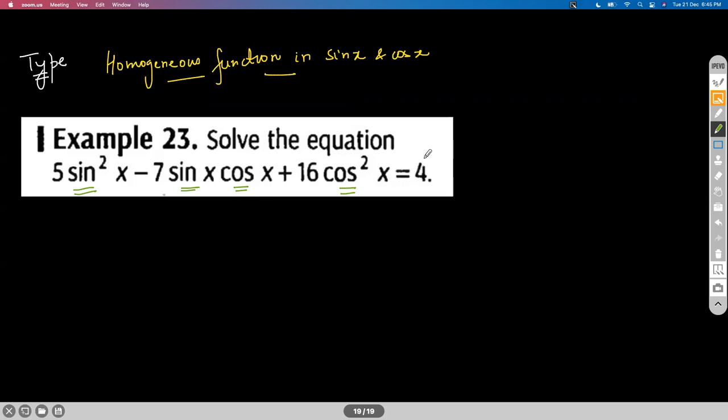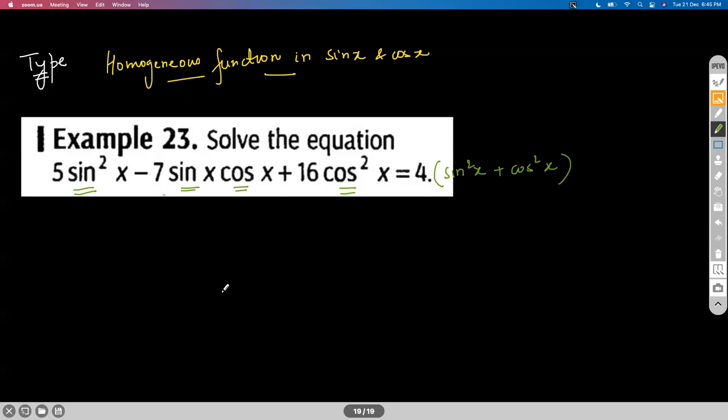Now many people say, sir, on the right side the power is 0, so how is it homogeneous? See, even if it is 4, you can actually write it as 4 times sine square plus cos square. What is the meaning of the word homogeneous? Homogeneous means there's a uniformity. I'm sure in chemistry you would have studied homogeneous mixtures, right? So the quantity of the solute and the solvent is the same in any part of the mixture. In the same way, in any part of the equation, you will see that the effective power on each of these terms is uniform or homogeneous. That is why these expressions are called homogeneous functions in sine and cos, right?